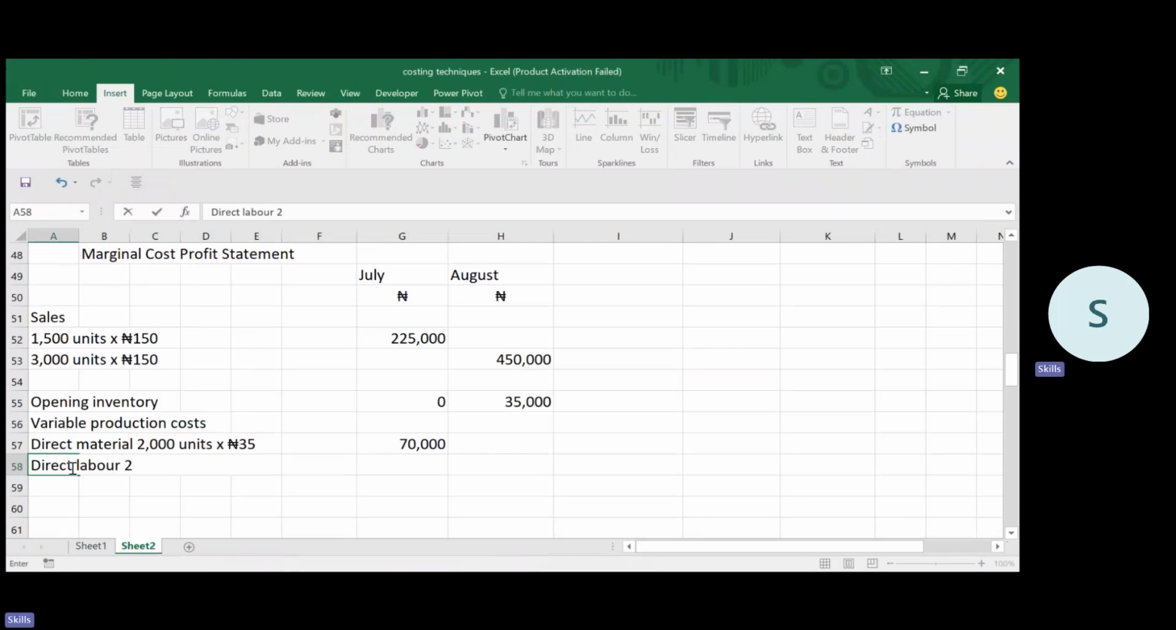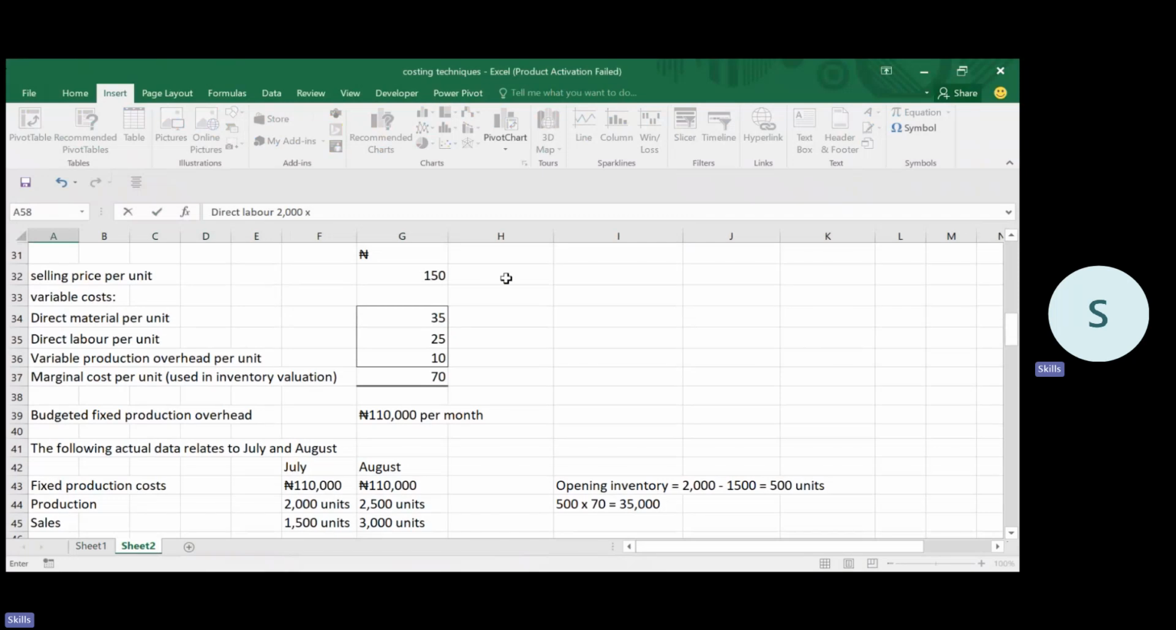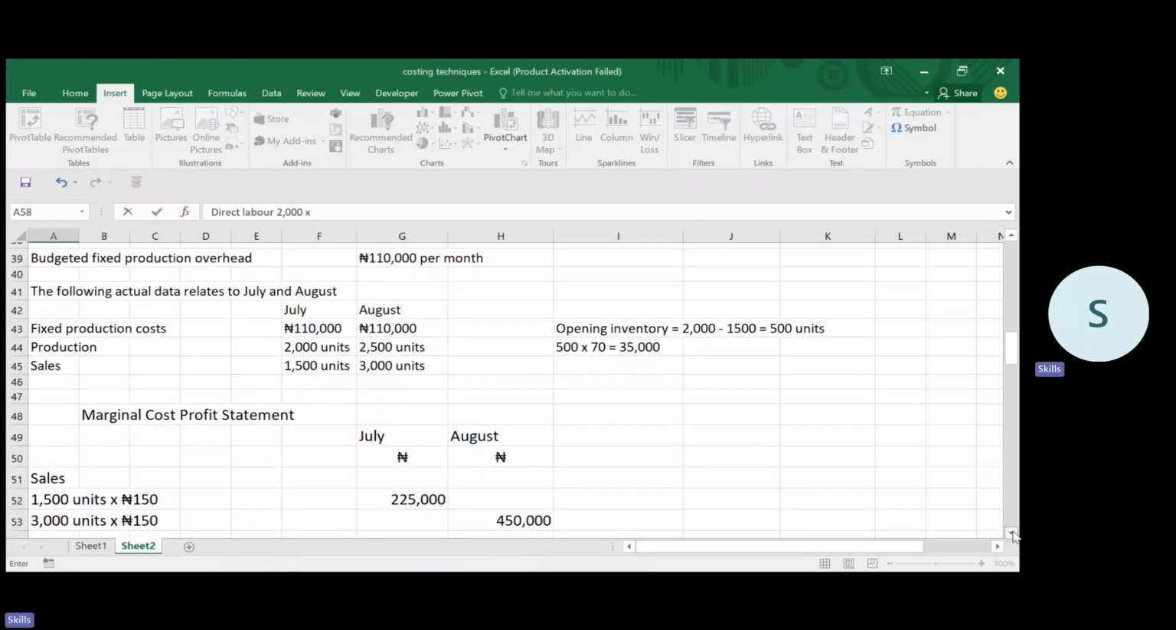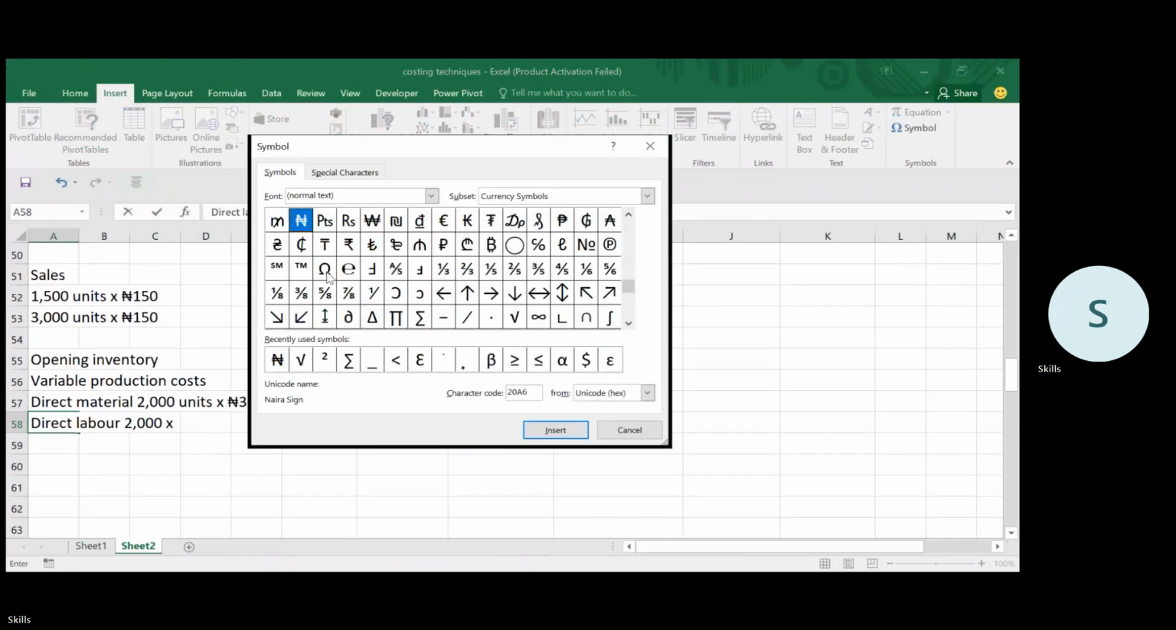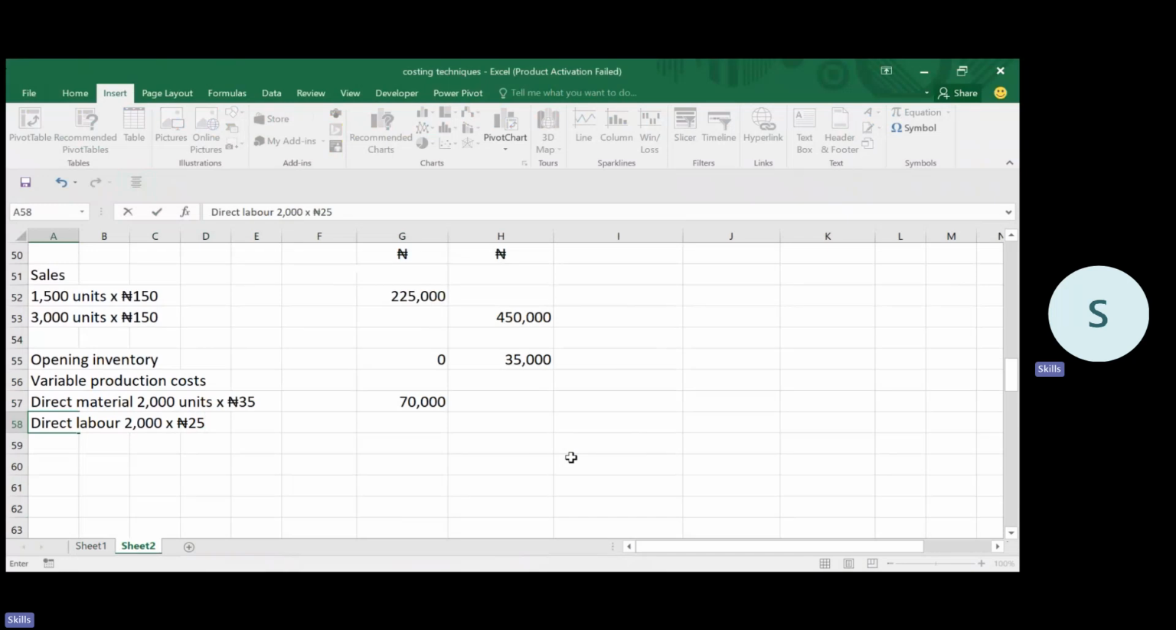For the same 2,000 that is being produced in July, the variable cost per unit for direct labor is 25 naira. So 25 naira for the 2,000 produced in July. 2,000 times 25 naira will give us 50,000.